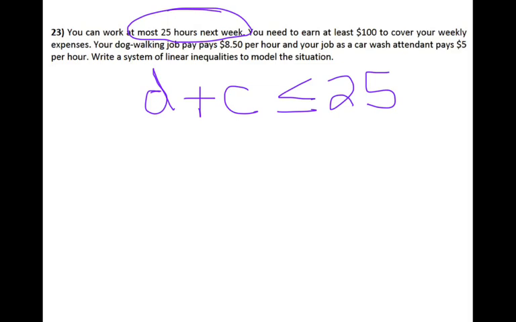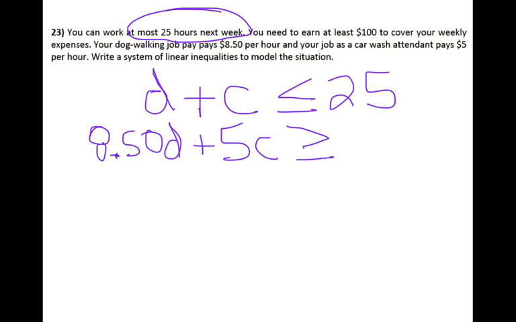And then dog walking pays $8.50, so that's going to be $8.50 times however many hours you're dog walking, plus, how much is car washing pay? $5. So $5 times however many hours you work as a car wash attendant. And then where's the money? Oh, we need to earn at least 100. So at least is greater than or equal to, all the time. So at least 100. So there's your model.